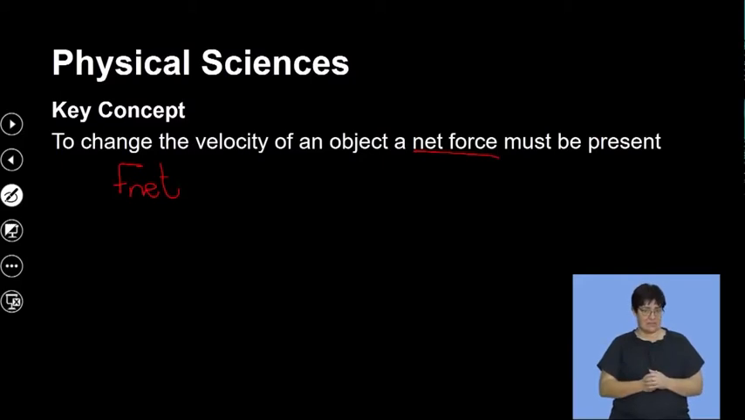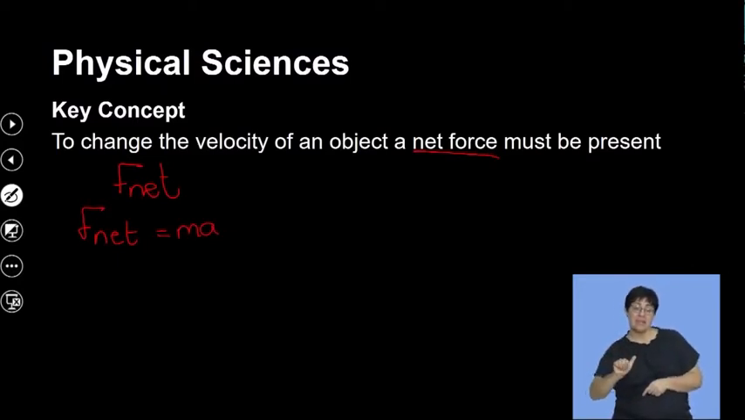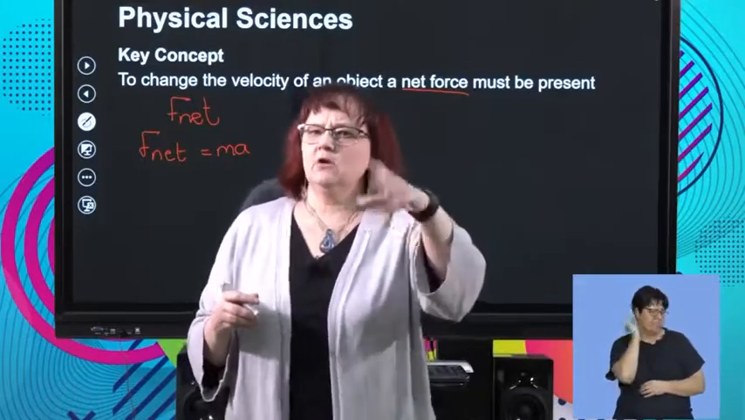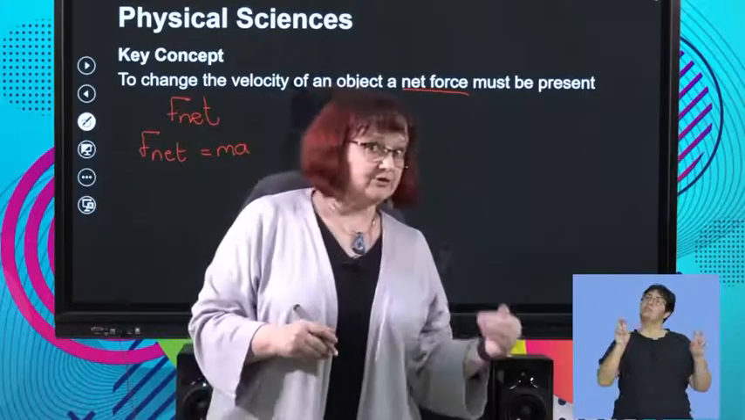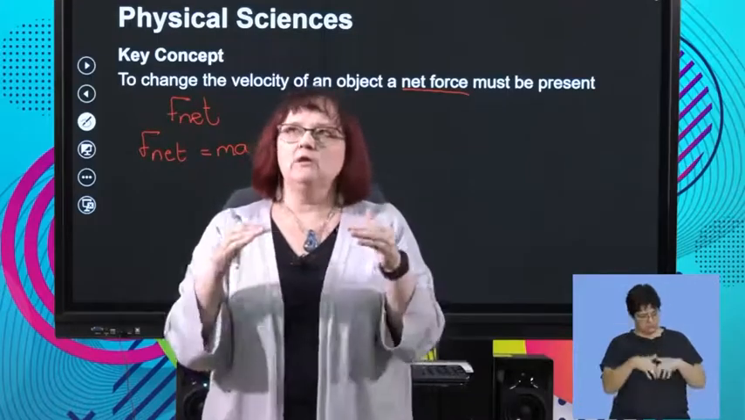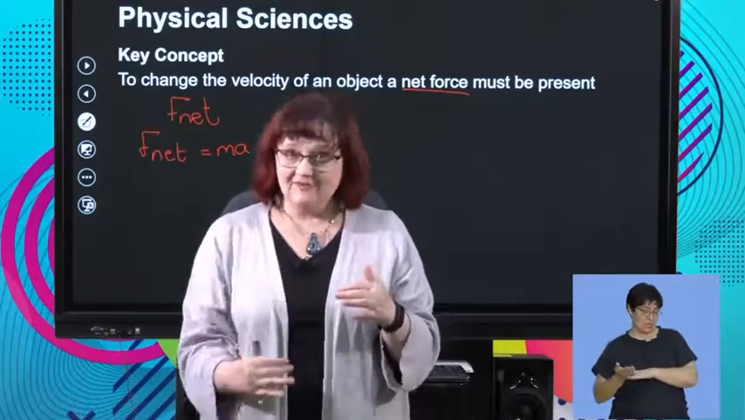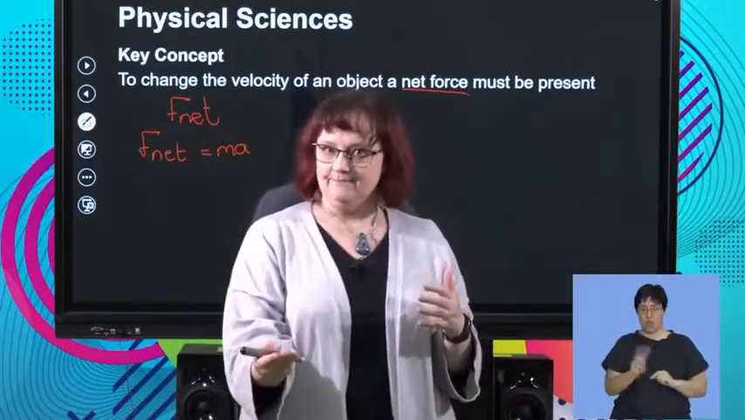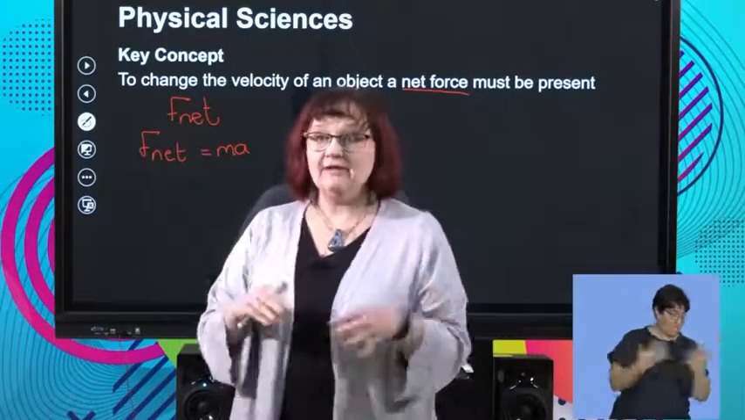Now we're going to develop something here. F net, Newton's second law, is equal to mass times acceleration. Before the break, I asked you to keep in the back of your mind what the definition of acceleration is from equations of motion, which you did previously. So now we've got to think about it, and acceleration is defined as the rate of change of velocity. So it's how quickly or how slowly velocity changes.